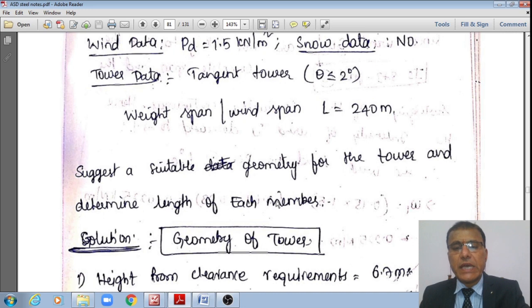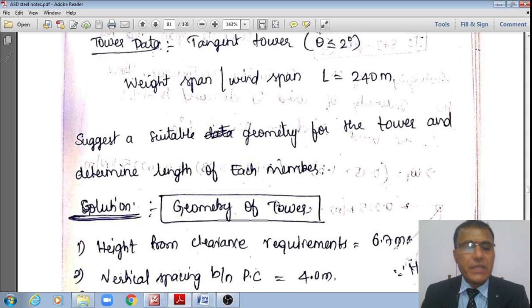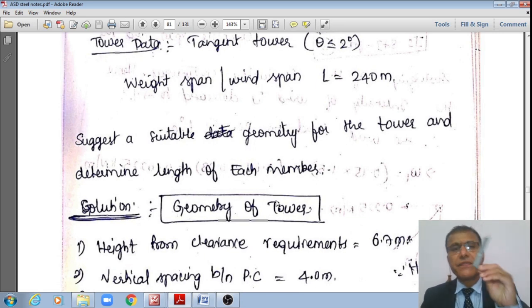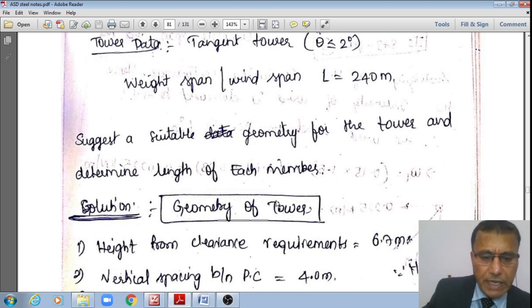In the second part we will see arriving at the loads. In the third part we will see the analysis for getting the different forces in the various members, and in the fourth part we will see the design of the different components, angle or single angle or double angle as appropriate.